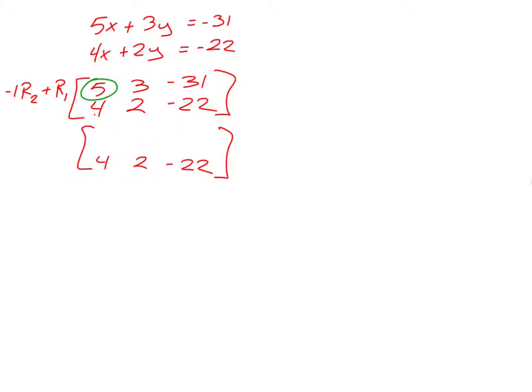So -1 times 4 is -4. -4 plus 5 gives me the one I'm looking for. -1 times 2 is -2. -2 plus 3, there's another 1. -1 times -22 is 22. 22 and -31 gives me -9. So I've got my first goal. I was trying to get the top left to be a 1.